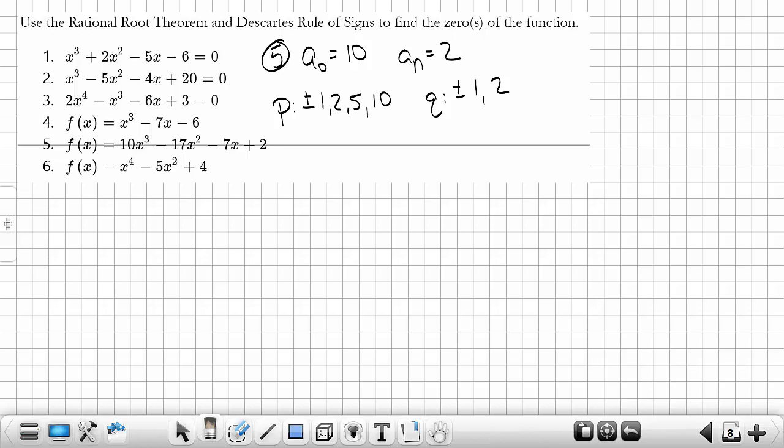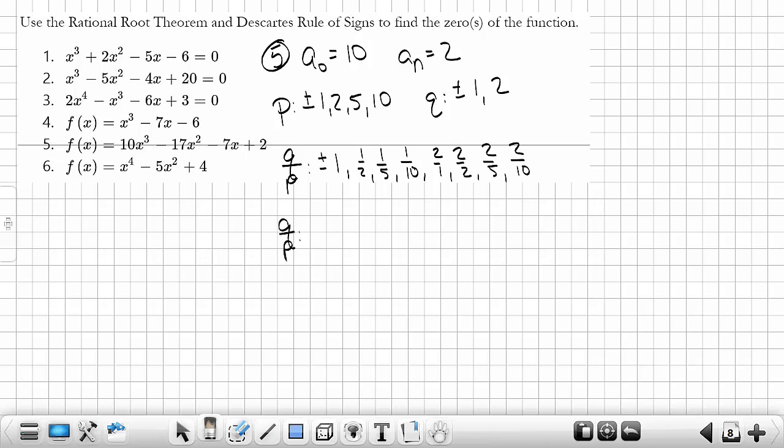This is going to be one with a lot of options. So our q over p's. It's going to be 1 over 1, which is 1, 1 over 2, 1 over 5, and 1 over 10. Then it's going to be 2 over 1, 2 over 2, 2 over 5, so on and so forth. So 2 over 1 is 2. 2 over 2 is 1. I've already got 1 written. So we have 2 over 1, 2 over 2, 2 over 5, and 2 over 10.